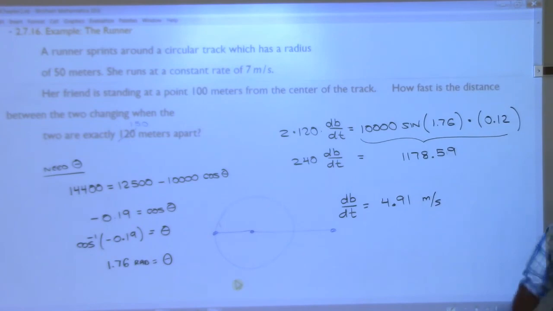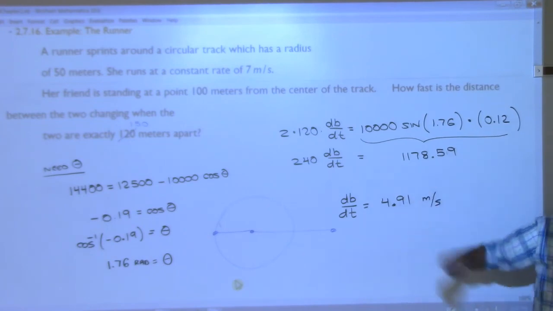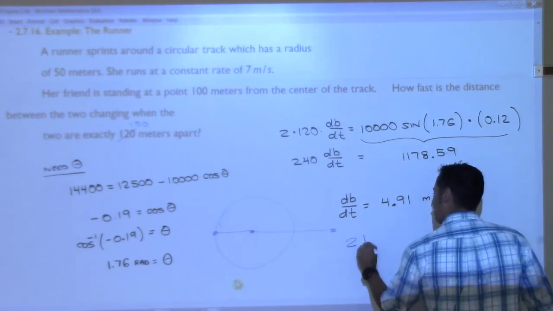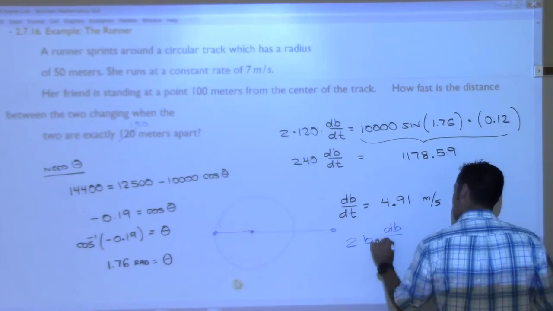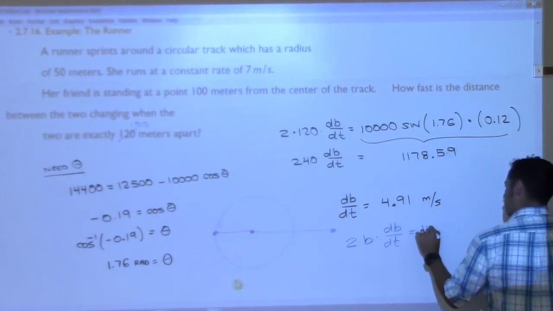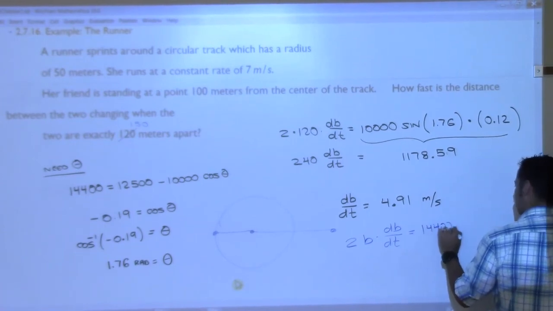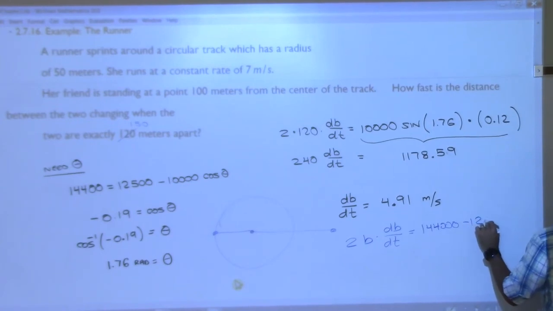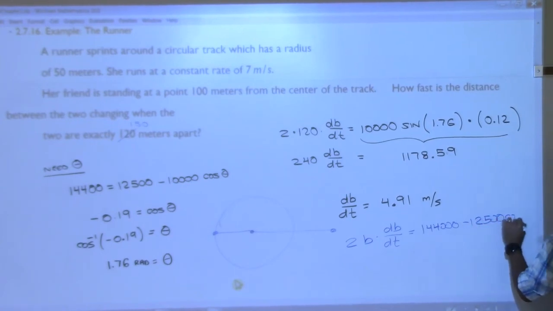How fast, at that instant that she's on the other side of the track, at that instant, the rate at which she's going away from him should be zero. Do you think it would be? Where's our formula? It was 2b dB/dt equals, I'm going off of memory here. Is this right? I don't think that's right. Minus cosine theta. No, I've totally messed this up.